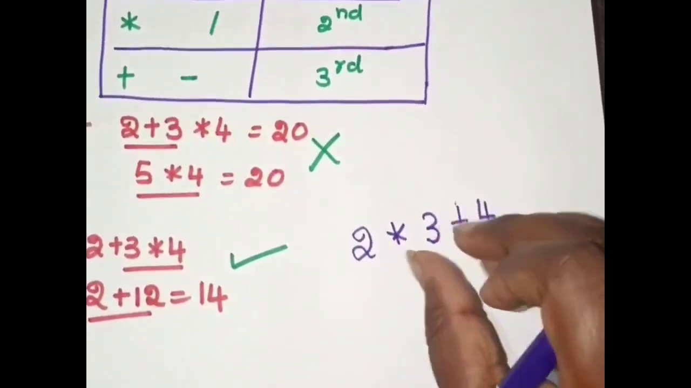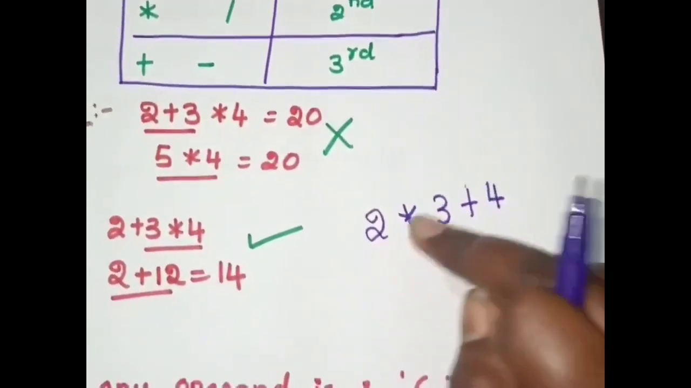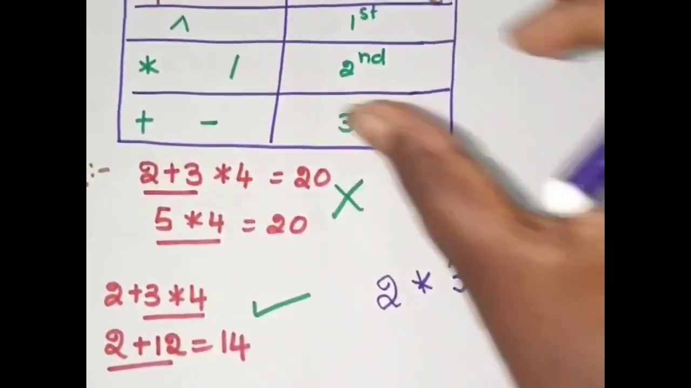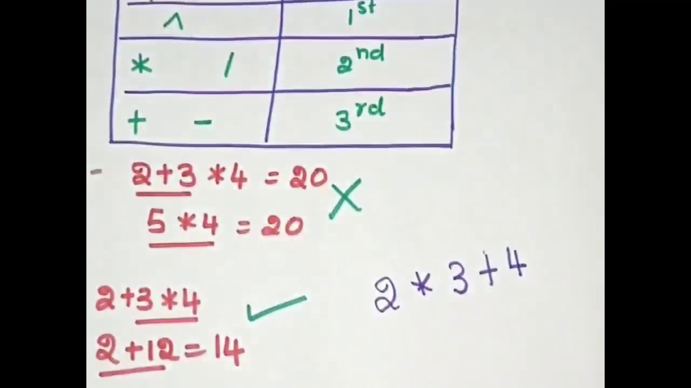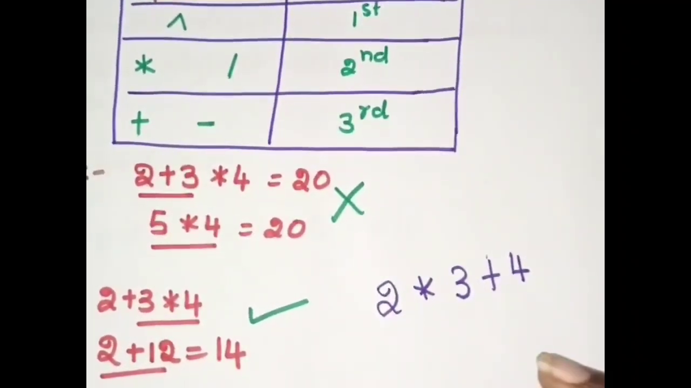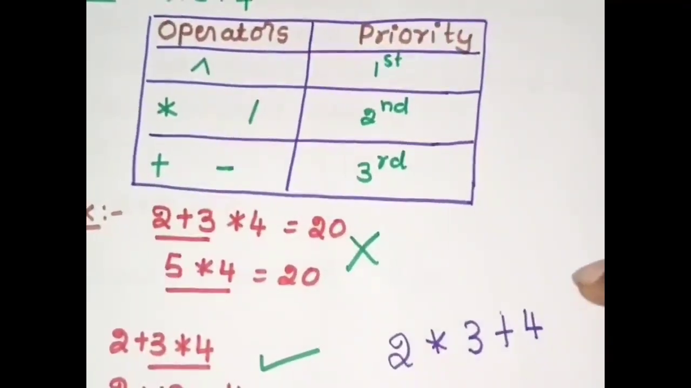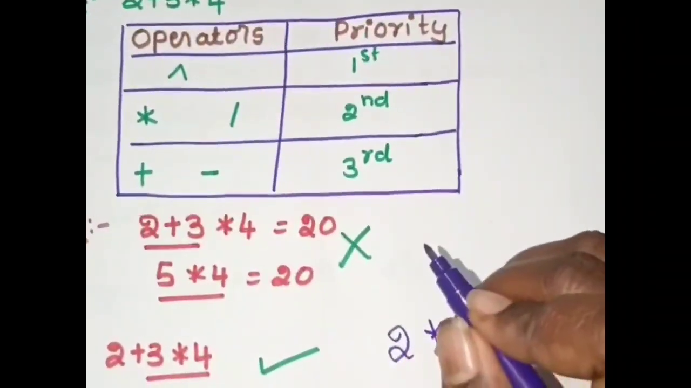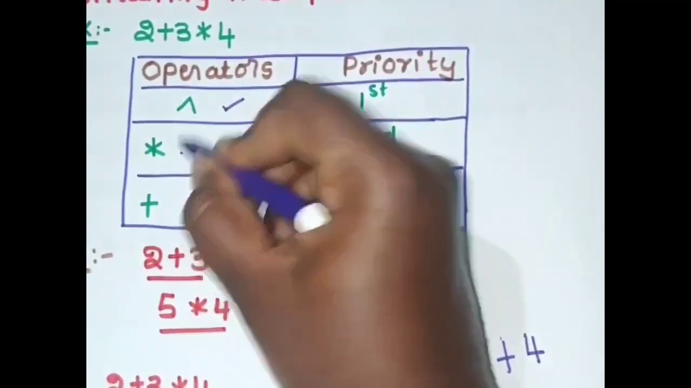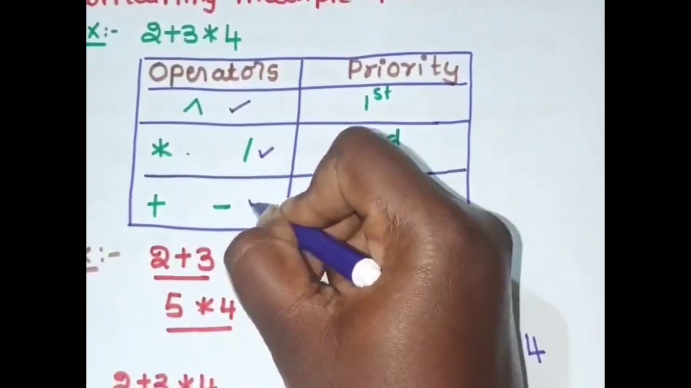Now here you can see there are multiple operators. You may wonder whether to perform multiplication first or addition first. To answer that, we have the precedence of operators. It is a set of rules which tells us which operator has the highest priority and which has the lowest. If you observe the table, first priority is given to this. Then we have asterisk and division symbols, which have second priority, and plus and minus have third priority.